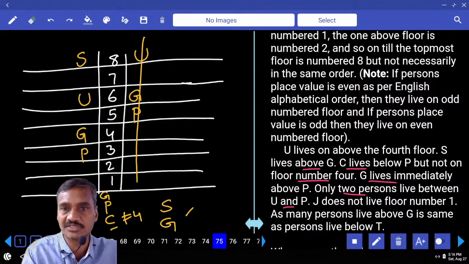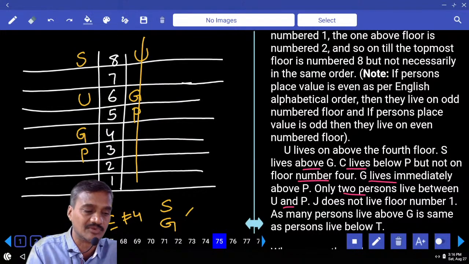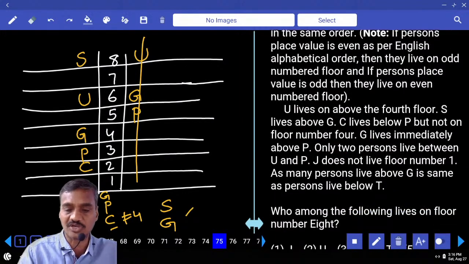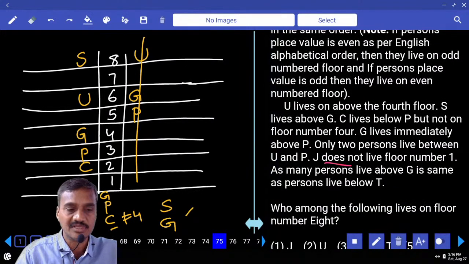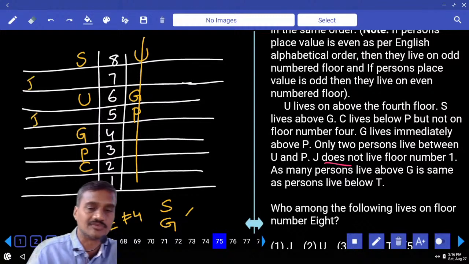The value of C is 3, an odd number, and this person must stay on an even numbered floor. Hence, where should C be? C must be here. And J does not live on floor number 1. Hence J can be either on the 5th floor or on the 7th floor.